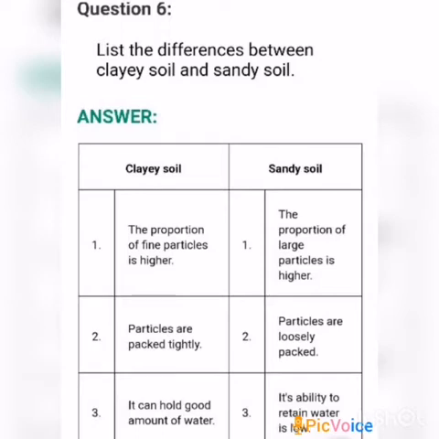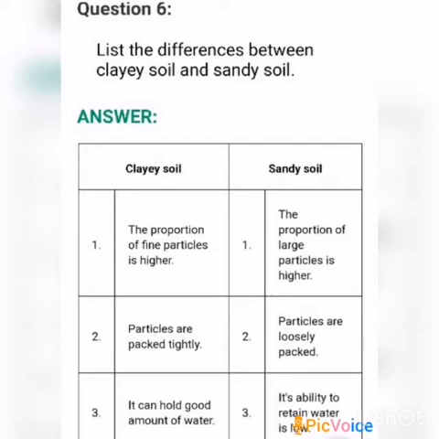Question number 6. List the differences between clayey soil and sandy soil. Let us see the answer, children. First one, clayey soil: the proportion of fine particles is higher. What about in the case of sandy soil, children? The proportion of large particles is higher. Then, point number 2, particles are packed tightly in the clayey soil.